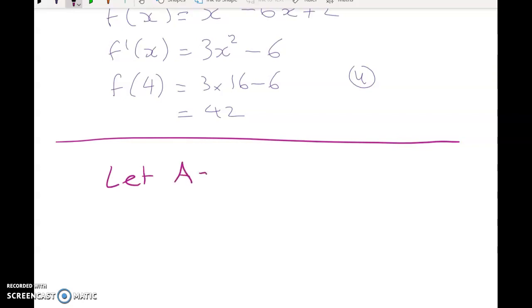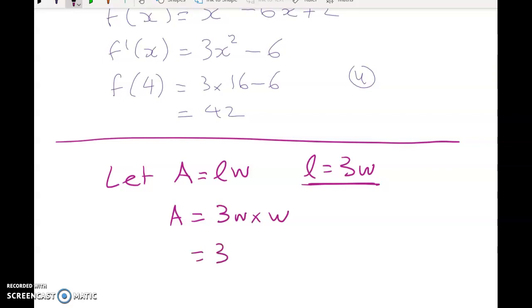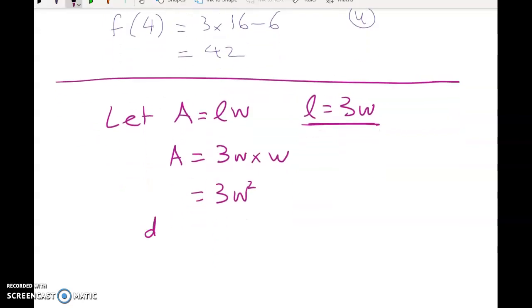So we'll start off by saying let the area equal the length times the width. And then we know that the length is equal to 3w. We have to have this because if we want to differentiate, we need to just have one variable. So A is equal to 3w times w, which is 3w squared. And we're asked to find the rate of change of area with respect to the width. So that means we're differentiating, and we get 6w.